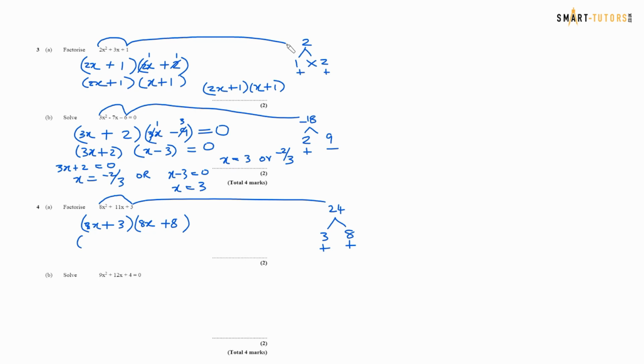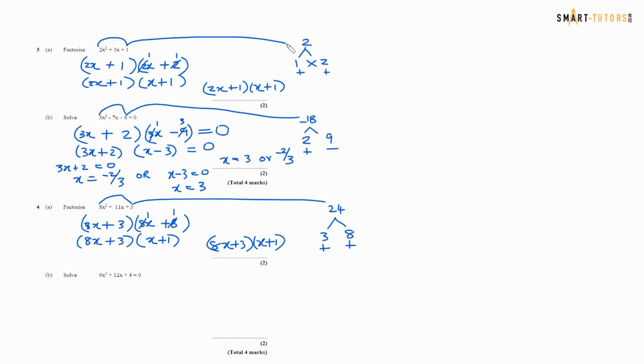So check the brackets. 8x plus 3 cannot be simplified. 8x plus 8 can be cancelled by dividing by 8, so 8 becomes 1. So x plus 1. So the answer for 4a is 8x plus 3, x plus 1.